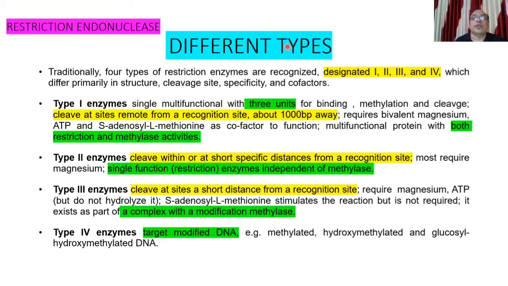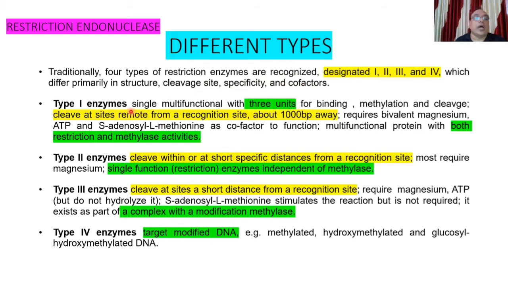Different types of restriction enzymes. Different types have been designated. Usually they have been classified into 3 types, but some of the authors have categorized them into 4 types. They are designated by 1, 2, 3, and 4, which differ primarily in structure, cleavage site, specificity, cofactors, etc.